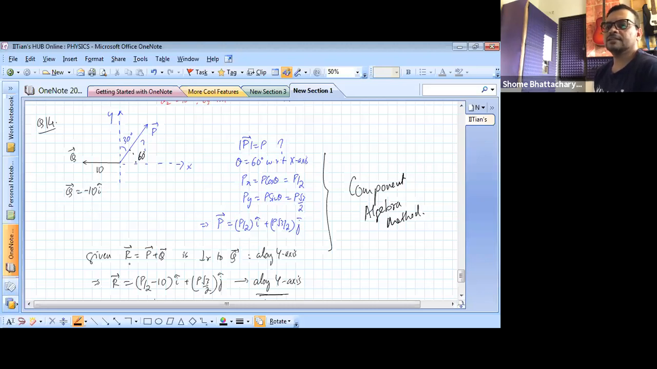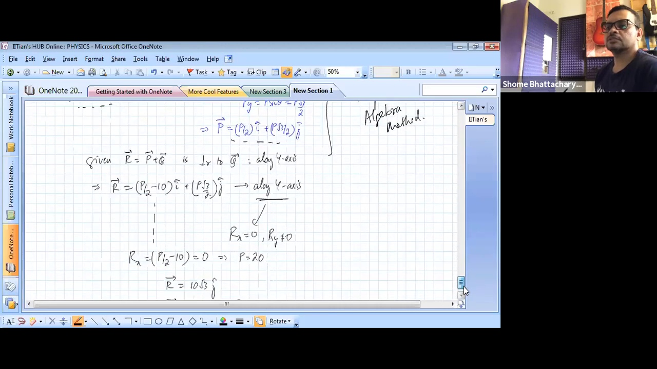Now I apply the condition that the resultant sum should be perpendicular to q or along the y-axis. So I have to add both. This particular vector and this particular vector have to be added in component form, and that resultant sum should have this property, should be along the y-axis. So next the condition becomes this.